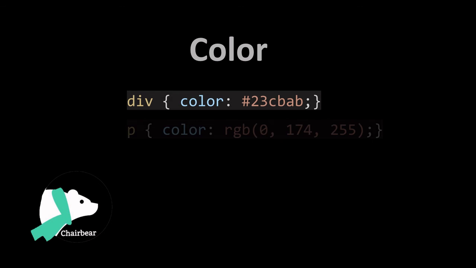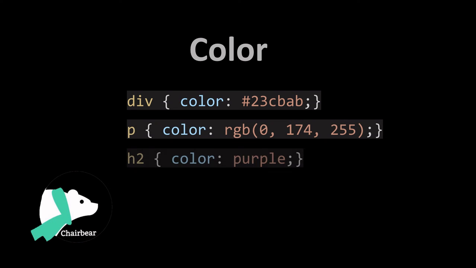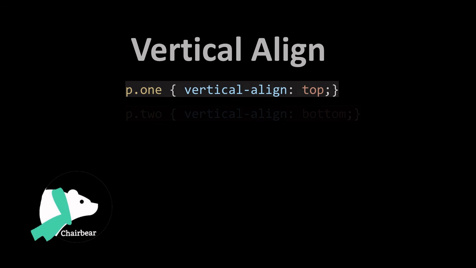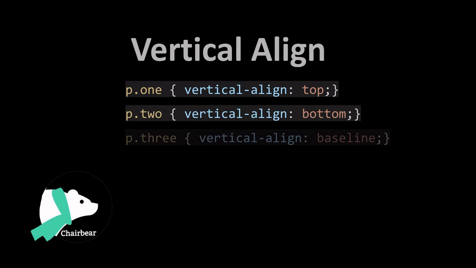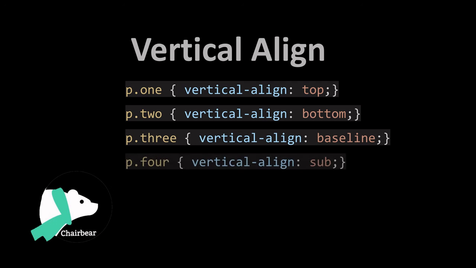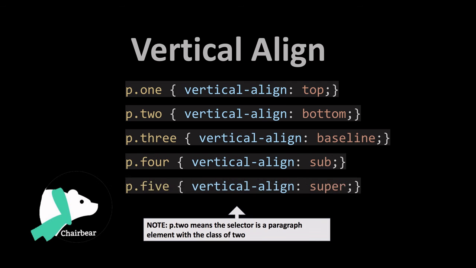Color property. The color property specifies the color of the text. We can define the color value in multiple ways, such as using hex values, RGB values, or even a color name. Vertical align. The vertical align property sets an element's vertical alignment. Commonly used values are top, middle, and bottom. However, the property can also take the values baseline, sub, super, percentage, and px.